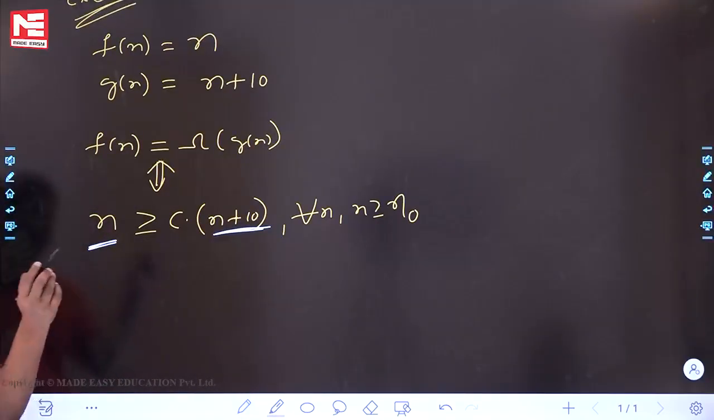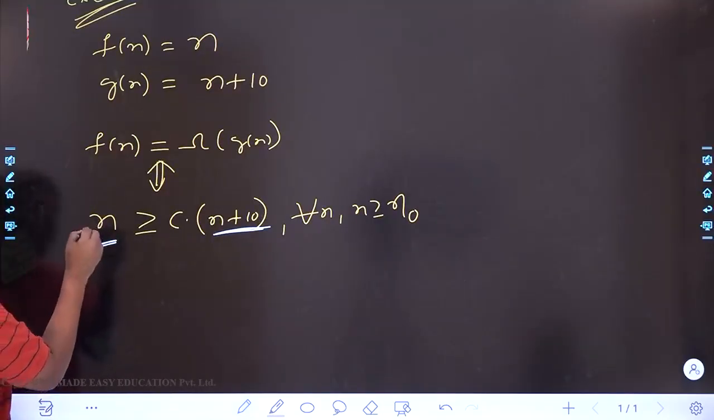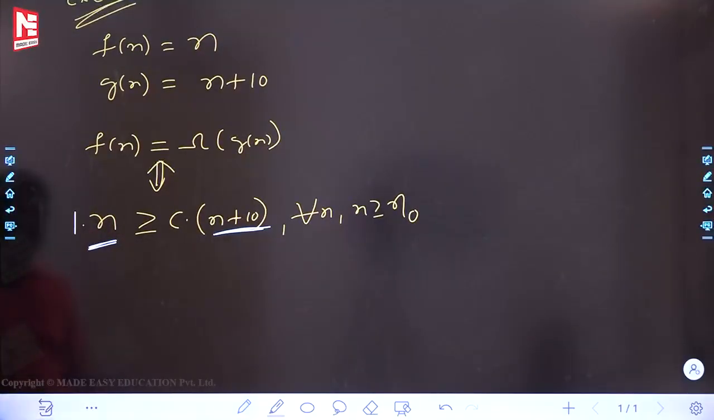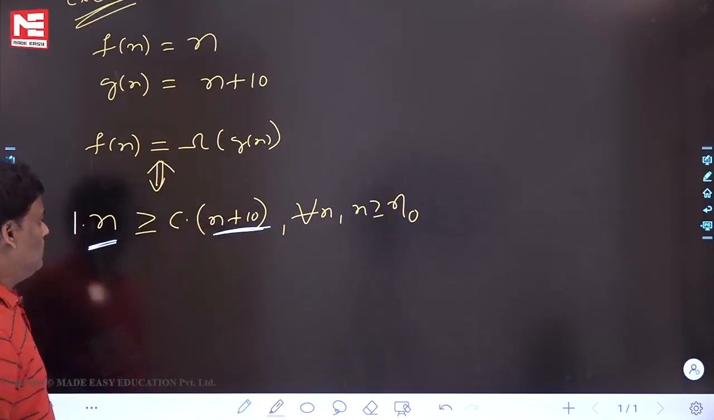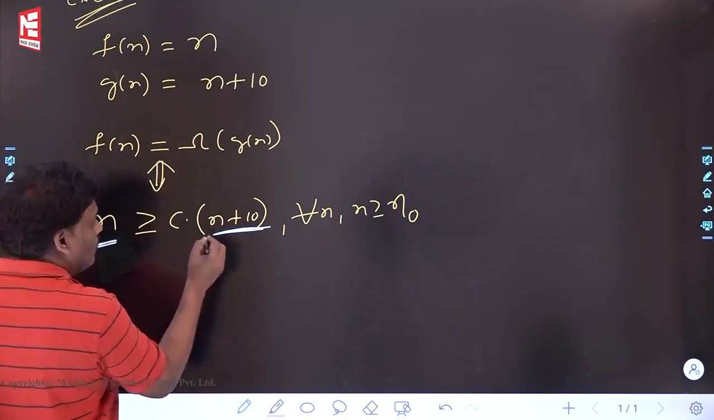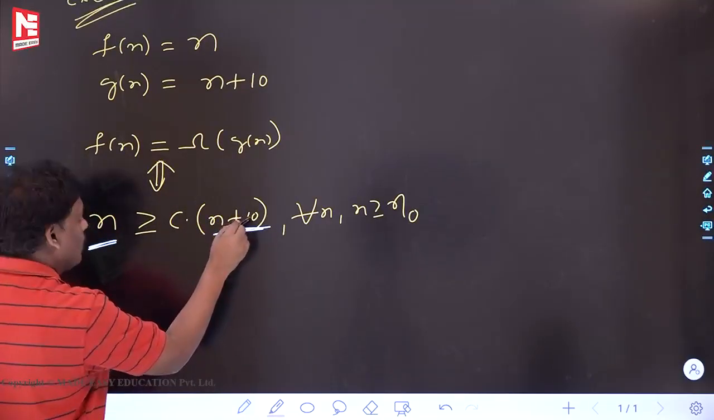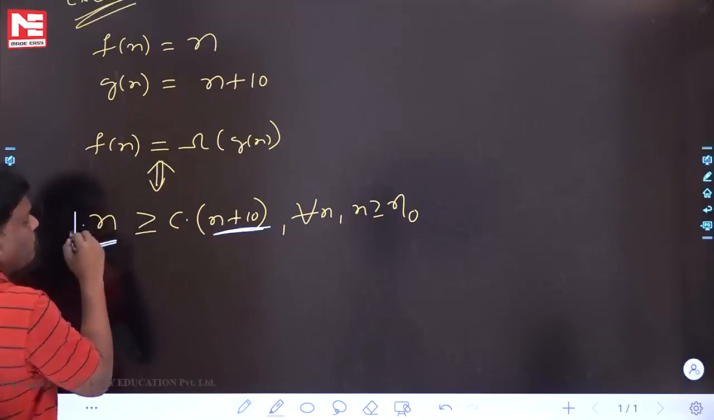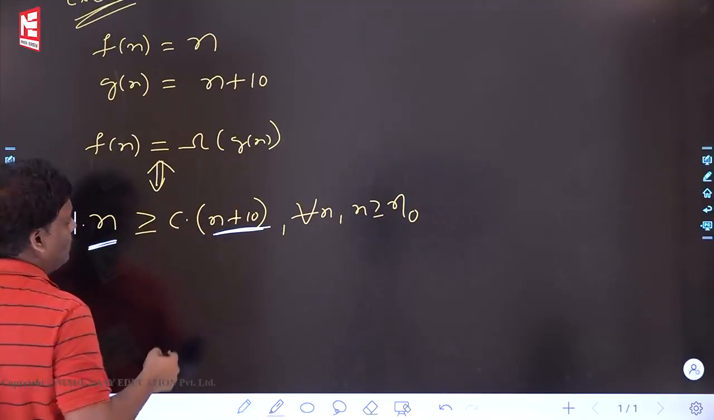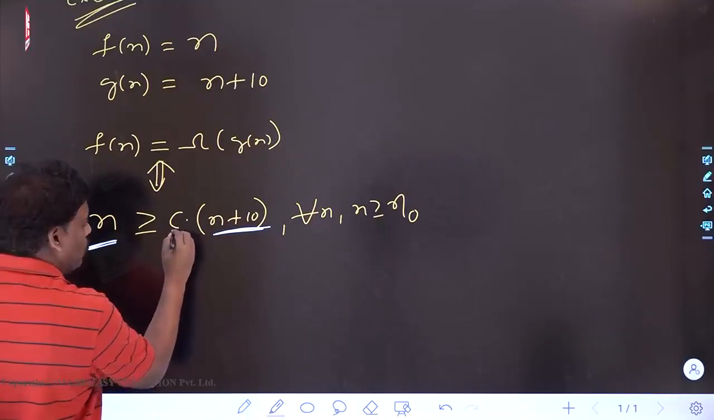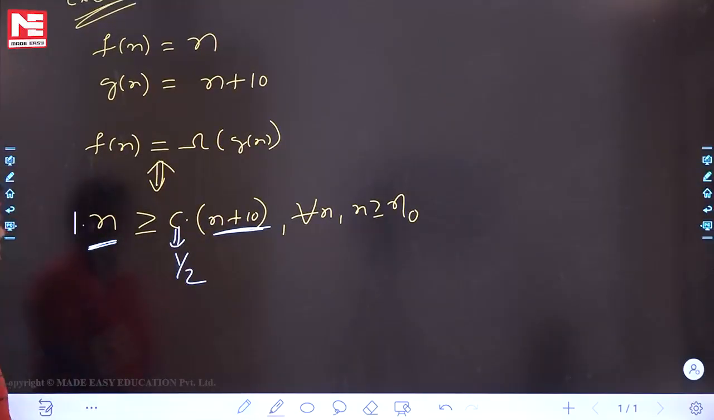Now some people are asking how C will take care. Carefully listen. Left is 1n. Right is going to be n plus 10. So right is already a little bigger, and I want to make left bigger. So how to do that? Because the difference is a very small thing, C will say that I will take care. Nothing there. C is equal to 1 by 2, you write. C is equal to 1 by 2.